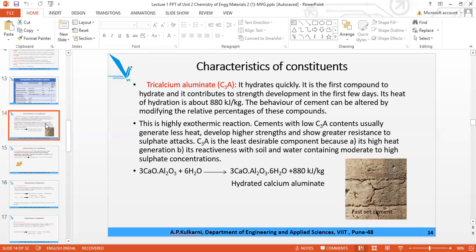Dicalcium silicate. What is the formula? 2CaO.SiO2.